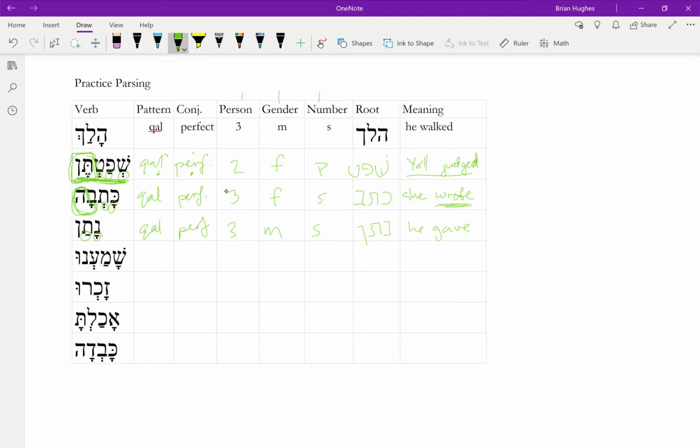Shamanu, because the accent is here. So this is cal, it's perfect. We have this new ending. So that is first person common plural, right? Because remember that from our pronoun anachnu, right? That was our first person common plural we pronoun. And so the root here is shin, mem, ayin, which is to hear. So we heard.